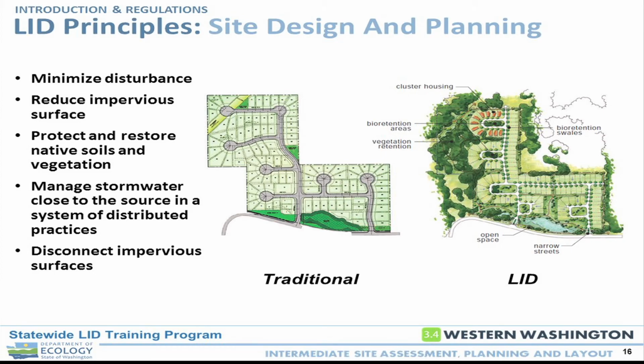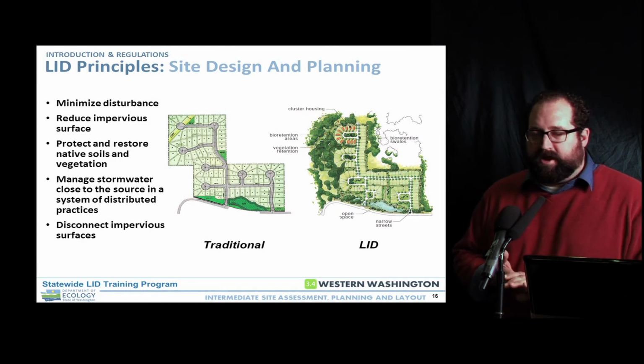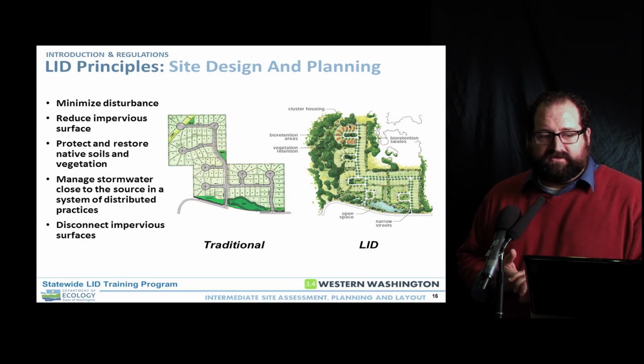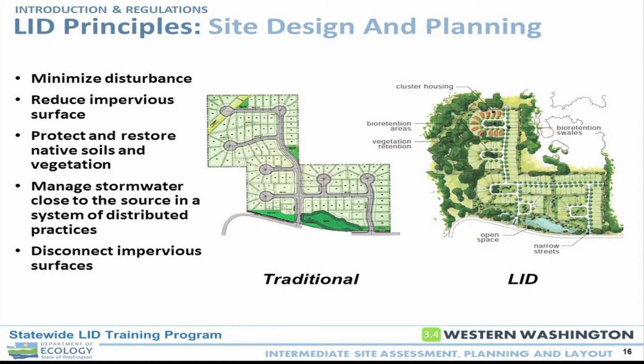If you look at the two examples up there on the slide, rather than going lot line to lot line and maximizing the footprint, minimizing the disturbance to existing natural systems, reducing impervious area by having smaller lots, narrower drive aisles, being able to reduce the impervious surface overall, and then protecting the native soils and native vegetation on site as well. And then what that does is gives us the opportunity to manage stormwater throughout the site rather than look at directing it to a centralized location. And then the ability potentially to disconnect the impervious surfaces and use the natural areas that are protected for dispersion as a stormwater technique.